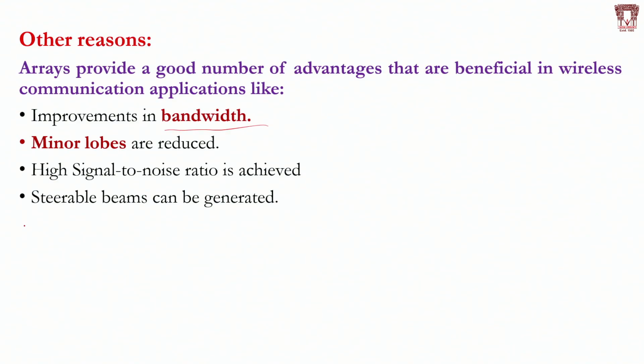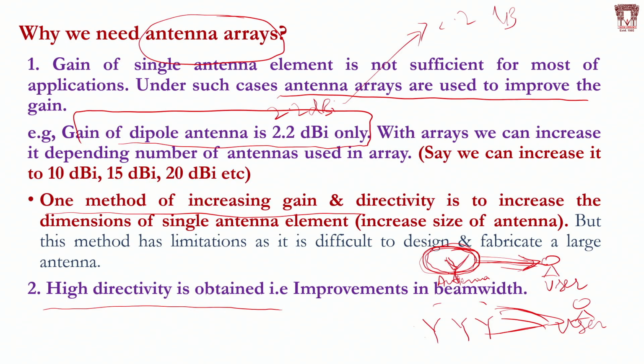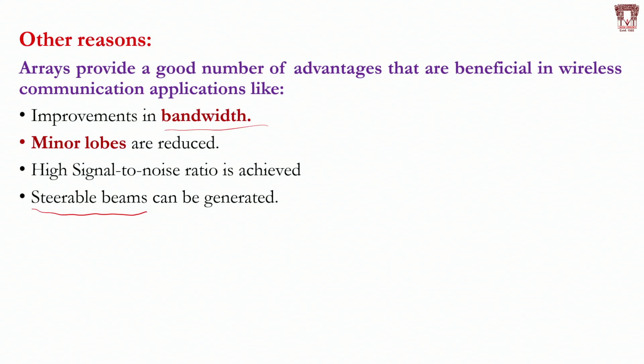Also, with the help of arrays, we can get steerable beams. Like here you can see, this time I am directing the beam towards this user. If there is another user here, I can direct the beam towards this. If the user is here, I can direct the beam towards this. So with the help of antenna arrays I can steer the beam wherever I want.